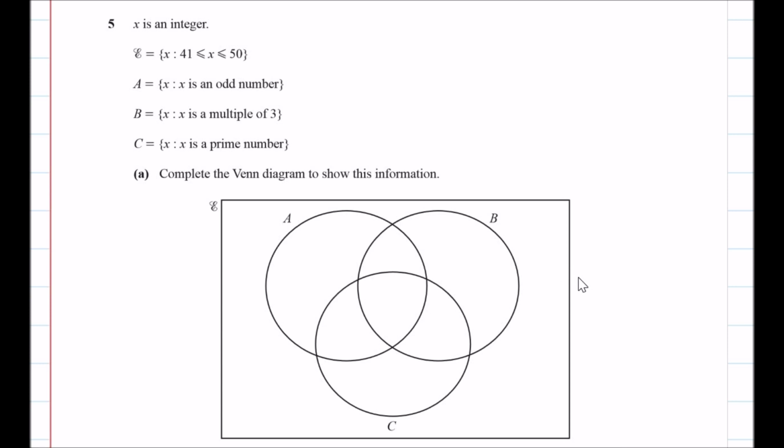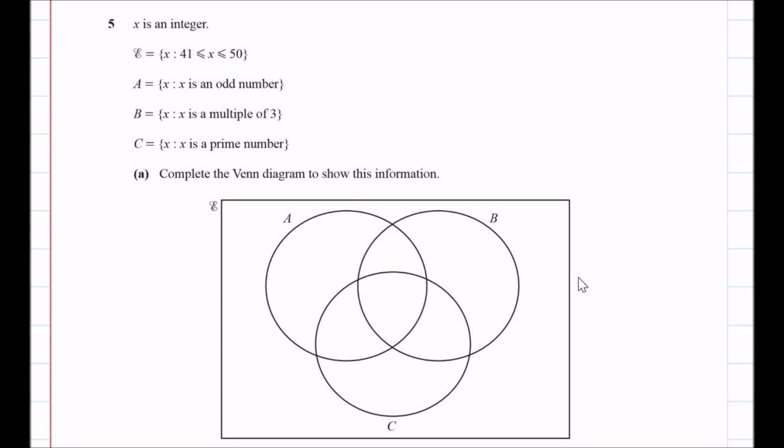Now question number 5. It says x is an integer. Universal set E is of all x where x lies between 41 and 50, means x greater than or equal to 41 and x less than or equal to 50. A is a set of all x where x is an odd number. B is a set of all x such that x is a multiple of 3, and C is such that x is a prime number.